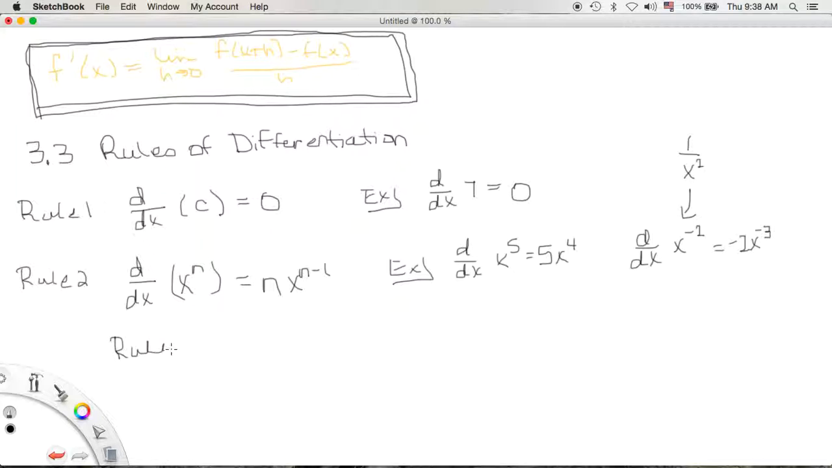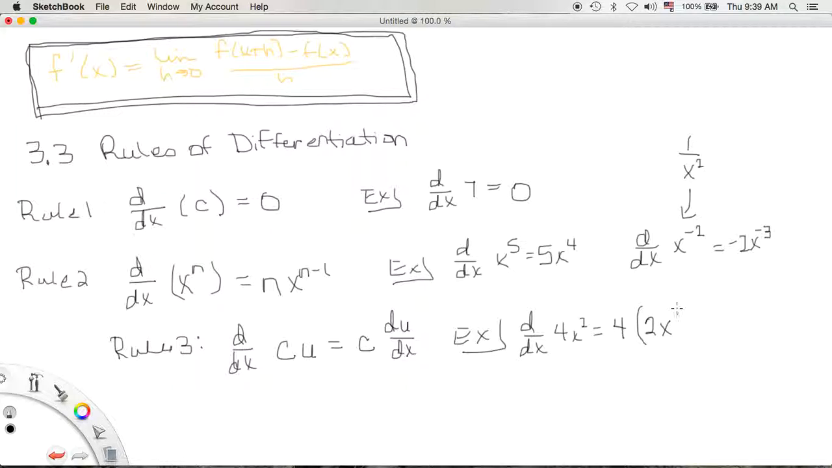Now, if you want to take the derivative of a constant times some function, that means that you take the constant and multiply it times the derivative of that function. So, for example, if we want to take the derivative of 4x squared, then we have that constant times, and then we use this power rule here, bring the exponent down, and then lower it by 1. So you just get 8x.